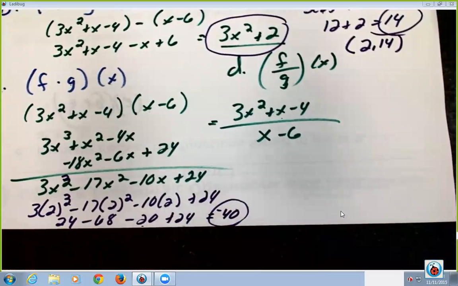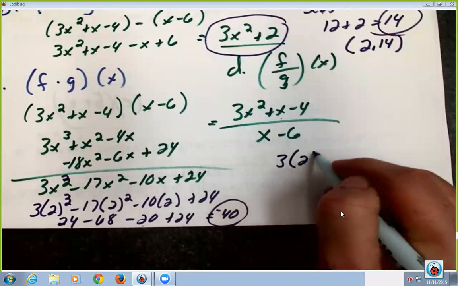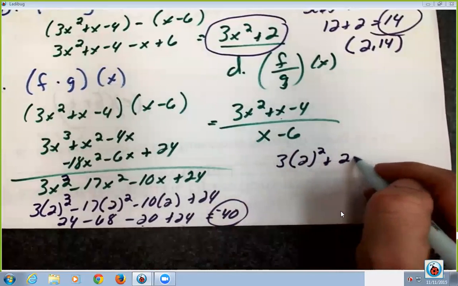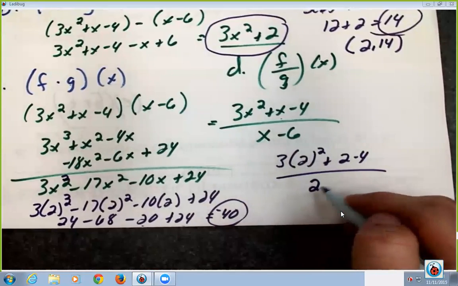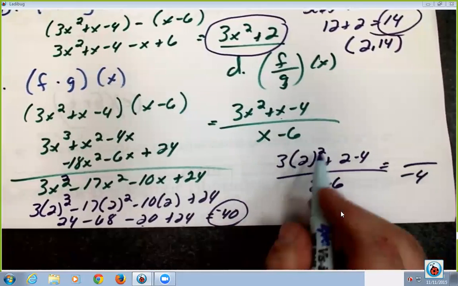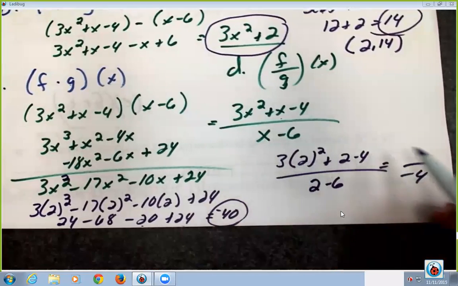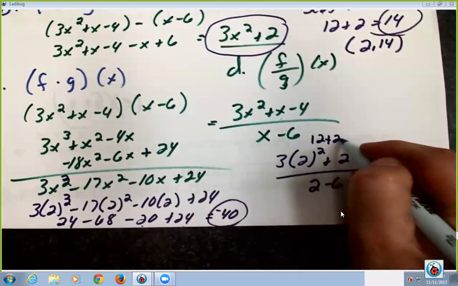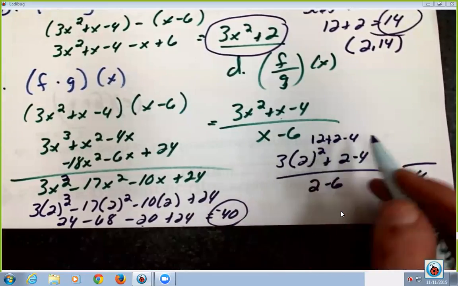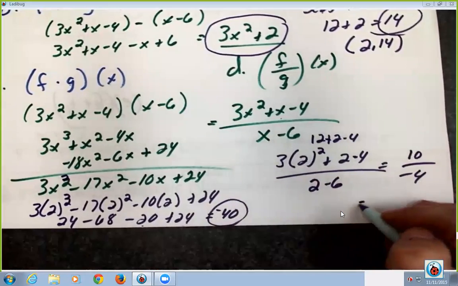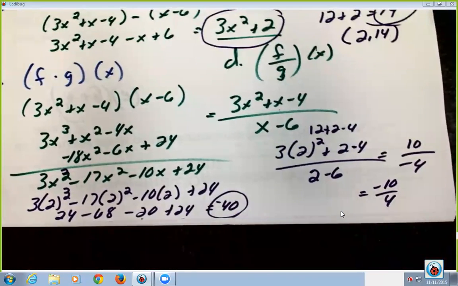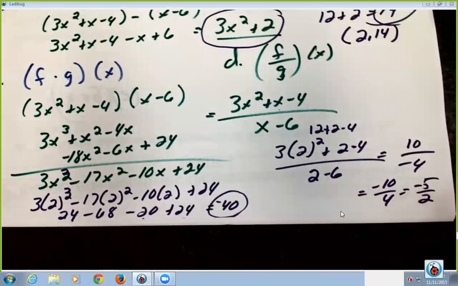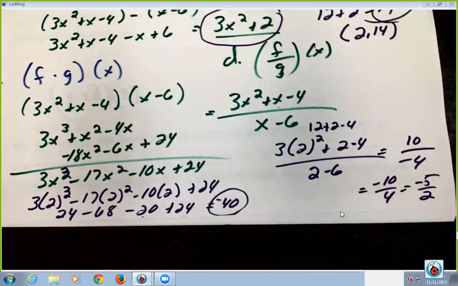Okay. And then finally, the division, I would have 3 times 2 squared plus 2 minus 4 all over 2 minus 6. 2 times 2 is 4. Times 3 is 12. 12 plus 2 minus 4. 12 plus 2 is 14. Minus 4 is 10. Or I end up with a negative 10 fourths or a negative 5 halves when I reduce it. So that is what we do with those. Okay? So, questions with that part? What do you think? Think we're good?